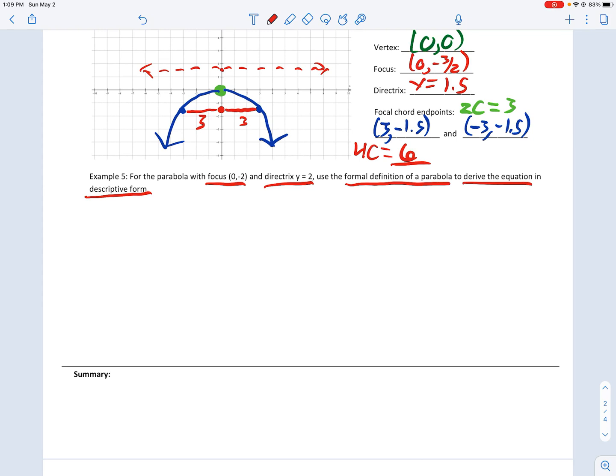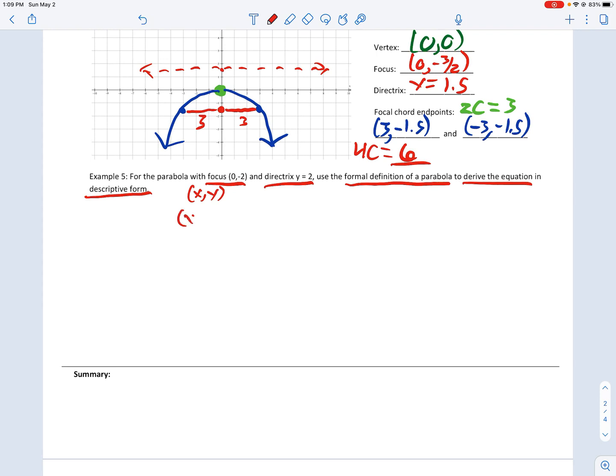So I'm just going to pick a random point. I don't know what it is. I'm just going to call it xy. I'm just going to show that the 2 distances are equal. And by doing that, I'm going to derive the equation. So this one's a little tricky. So I know the focus is 0, negative 2.